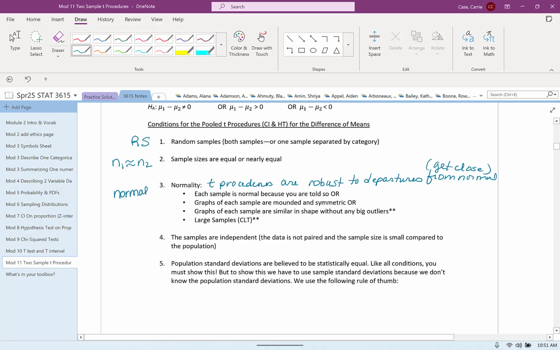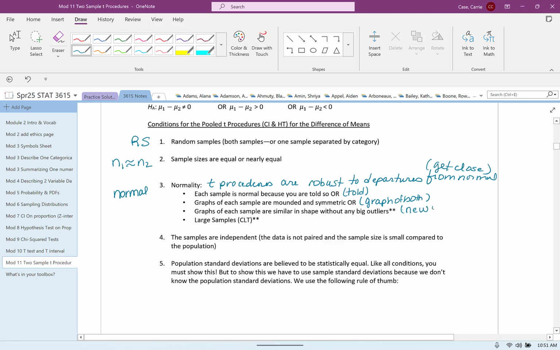And how we satisfy normality here, we have the rules we had in the past, but we have some new ones. So each sample is normal because you're told so. That's just the one we know from the past, that historically our variable is normal, or we're using a word problem and we're just told it's normal. Graphs of each of the samples are bell-shaped and symmetric, and so you have to do graphs of both variables. Graphs of each sample are similar in shape without any big outliers.